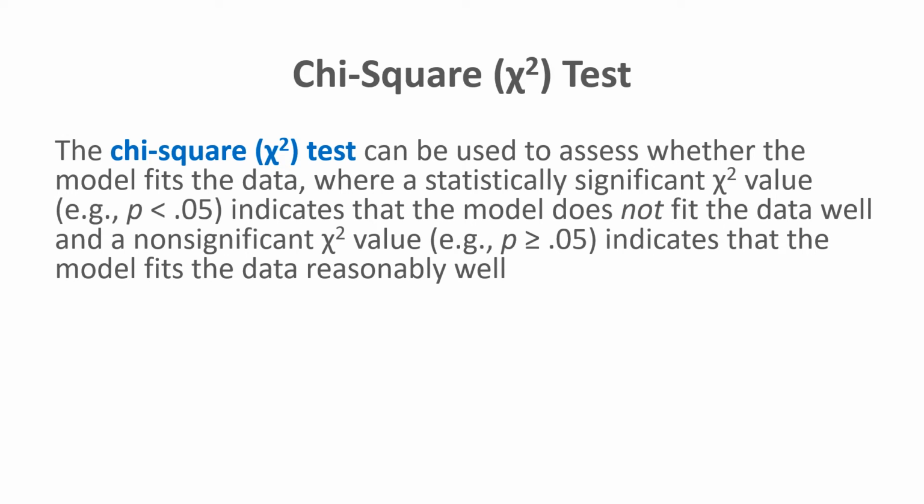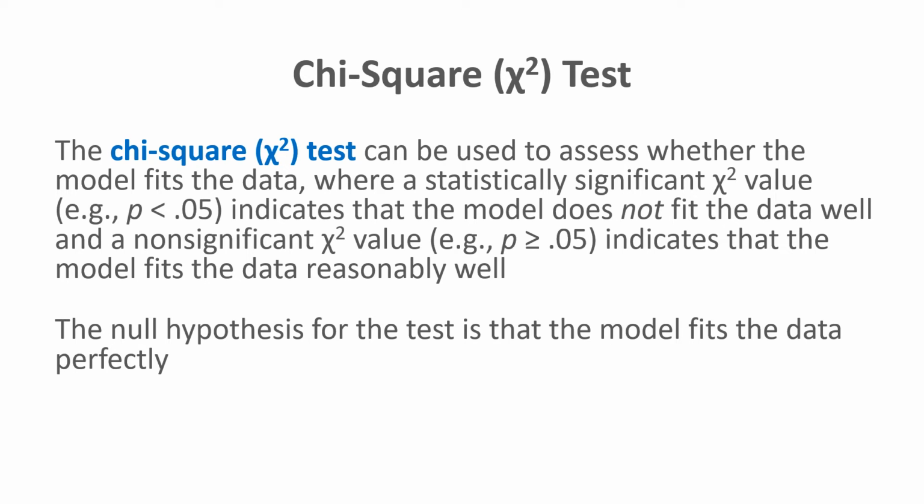So let's start with that chi-square test. The chi-square test can be used to assess whether the model fits the data, where a statistically significant chi-square value, such as one where p is less than 0.05, indicates that the model does not fit the data well, whereas a non-significant chi-square value, one where p is greater than or equal to 0.05, indicates that the model fits the data reasonably well. So the null hypothesis that we're trying to determine whether we should reject or fail to reject is that the model fits the data perfectly.